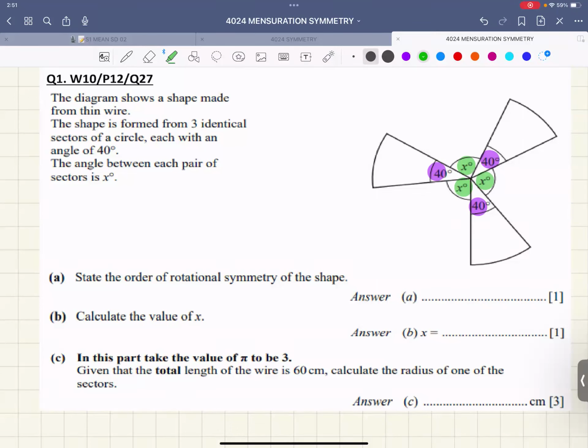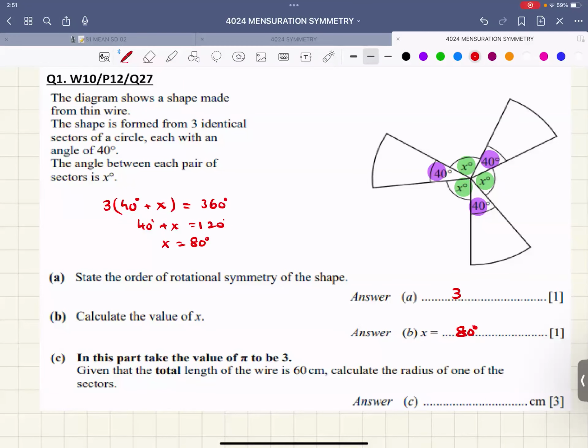So state the order of rotational symmetry. The order of rotational symmetry is 3. That's easy. Calculate the value of x. So there are 3 40s and there are 3 x, and they should equal 360 degrees. 40 plus x is 120 degrees. Therefore, x comes out to be 80 degrees. So that's the value of x.